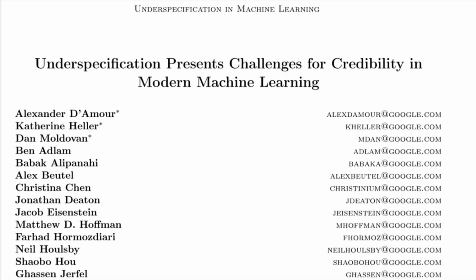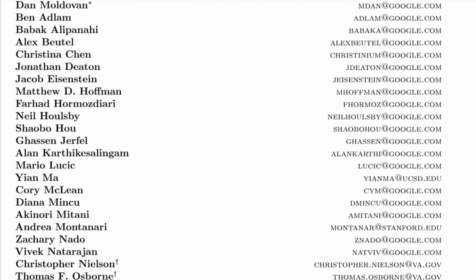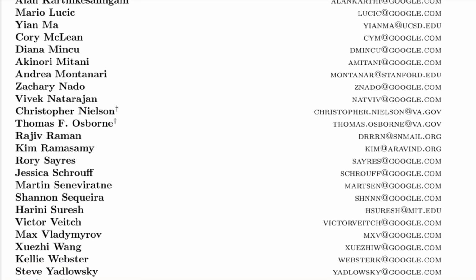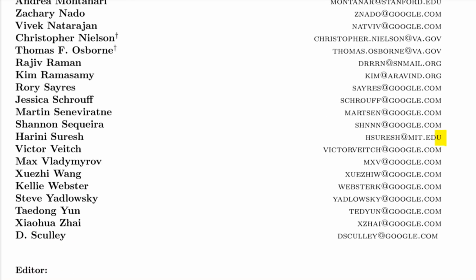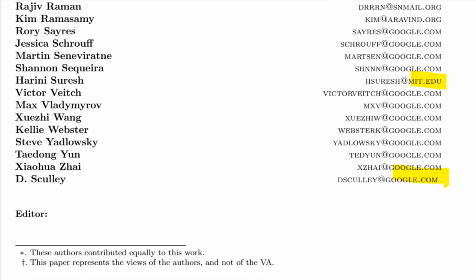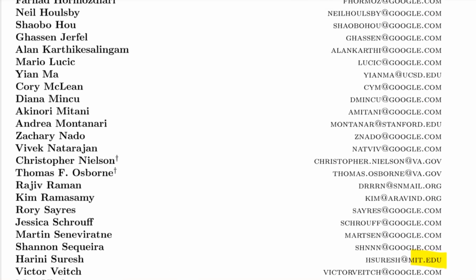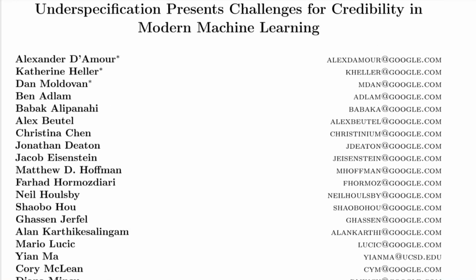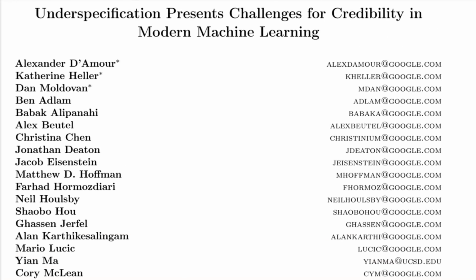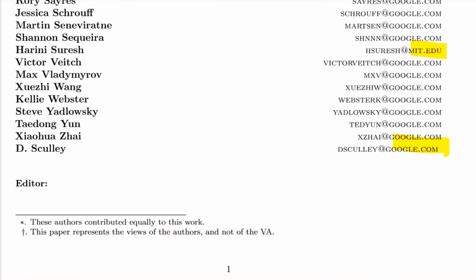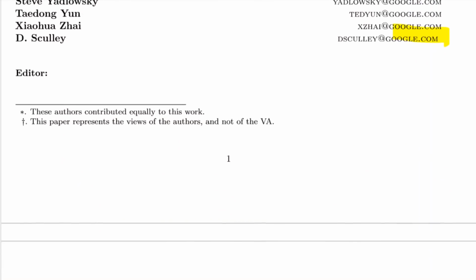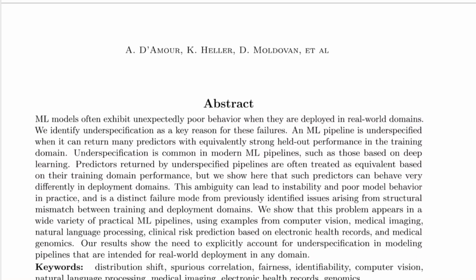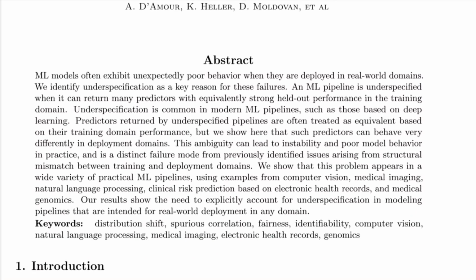Hi there. Today we'll look at "Underspecification Presents Challenges for Credibility in Modern Machine Learning" by Alexander D'Amour, Katherine Heller, Dan Moldovan, and literally all of Google. All of Google is on this paper, including some others, including MIT. There are a lot of authors here, and I'm not sure what they all contributed, but there are three main authors, which I guess is legit. But this looks more like some kind of physics paper from CERN. But we'll dive into what the paper claims.